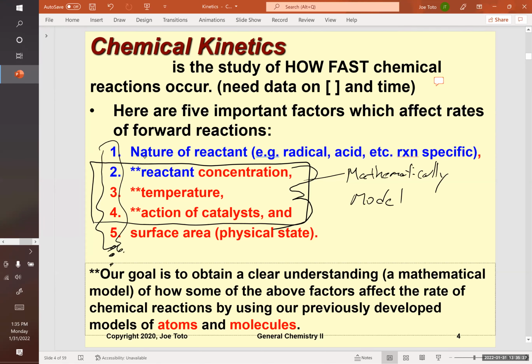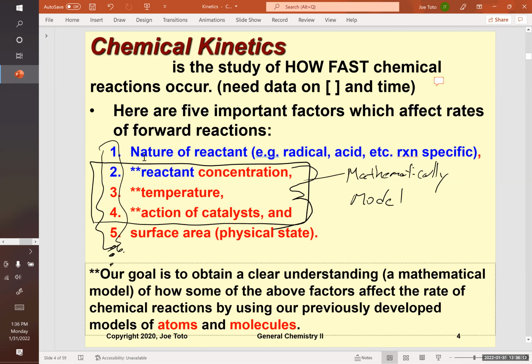So what do I mean by that? Mathematically model these effects. Does anybody know? To create an equation where we could calculate the speed of the reaction based on some of these factors. Awesome. That's exactly it. So we want to look at possible mathematical equations that can be used to model these effects.